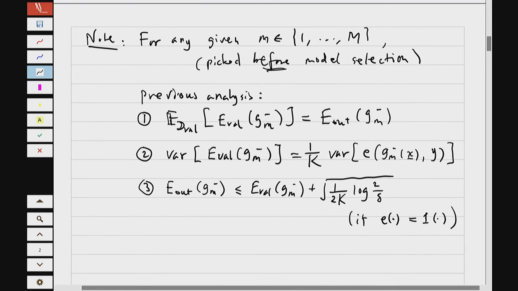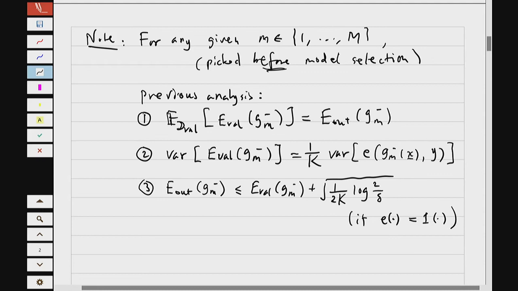Just like before, remember when we asked whether E_in is approximately equal to E_out? Two weeks back when we studied that, we had an E_in of which hypothesis? Any randomly picked hypothesis, or the trained hypothesis, the final hypothesis that you have trained already, picking the best one. Those two analyses are very different, remember? So this is exactly the same here.